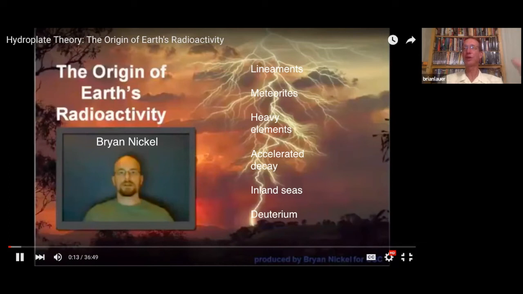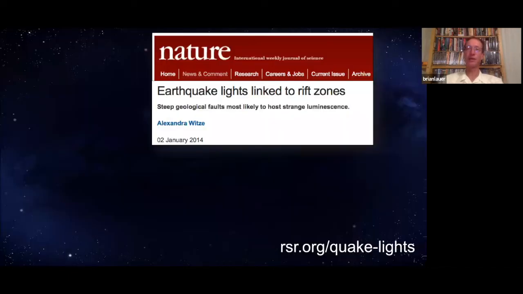Radioactivity was made during the flood. And if it came from the stars, it should be spread out throughout the earth evenly, but it's not. It's mainly on the continents, and it's mainly by granite. And so we'll take a look at that.